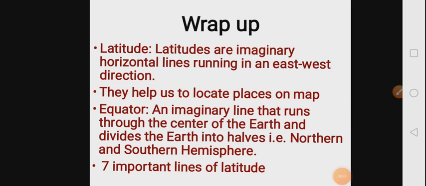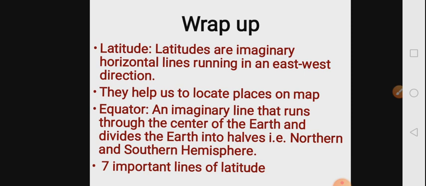Let's wrap up our today's lesson. Today we have learned that latitudes are imaginary horizontal lines, and longitudes are vertical lines. So latitudes are the horizontal lines and they are parallel to each other. They start from 0 degrees and go up to 90 degrees. At 0 degrees there is the equator and at 90 degrees there are the poles.